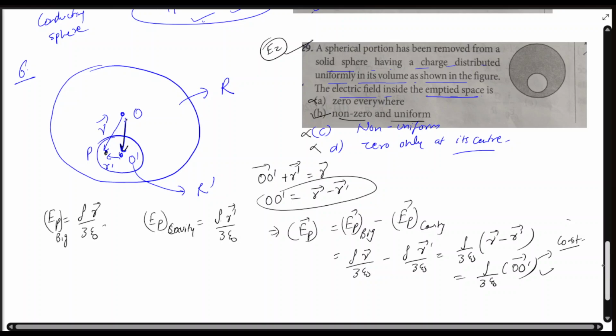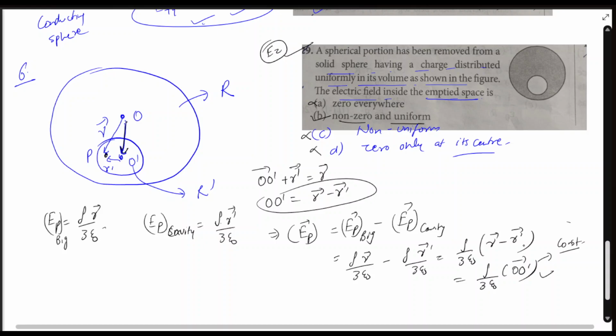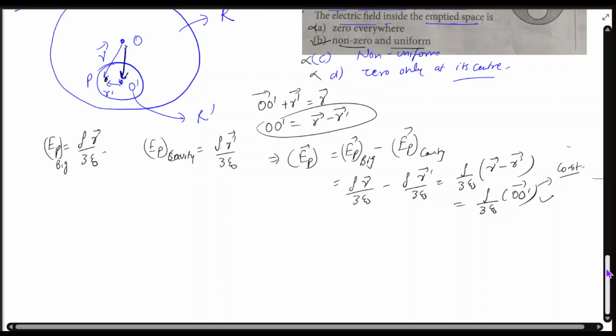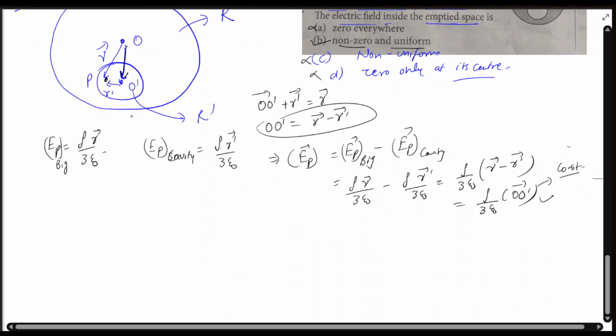Perfect. This concept is used in so many chapters, right? We have used this negative object concept in the moment of inertia also, right? So it has a wide range of applications. Okay, now let's move on to our seventh question.